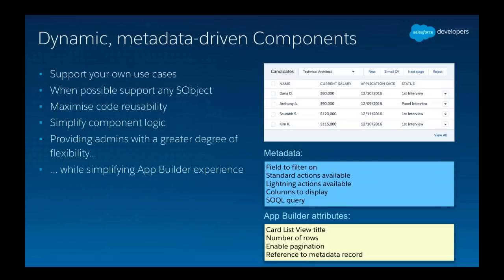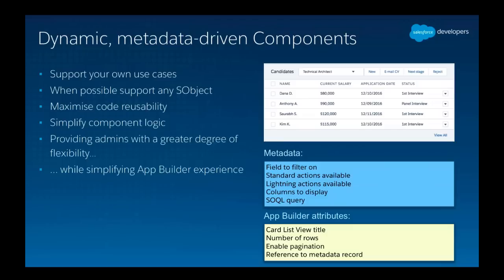This metadata can be stored in custom objects or, ideally, custom metadata types. Examples include, for this component, which actions should be available, so that I don't need to display all actions, which columns to display, and the query that actually drives the data. At the app builder level, I limit attributes to ones that make life easier for admins, such as what should be the title, how many rows of data should be displayed, and whether I need pagination. And finally, I connect an app builder attribute to a metadata record.